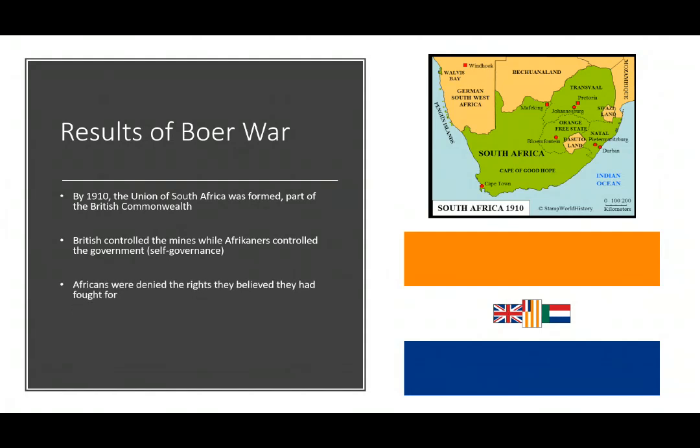But here we see, once again, the Africans are denied their rights. Despite fighting on the British side, despite them losing so much land, despite their sacrifices, the Africans are going to become seen as second-class human beings, not second-class citizens. That will be a different conversation, but they're going to be seen as less than.